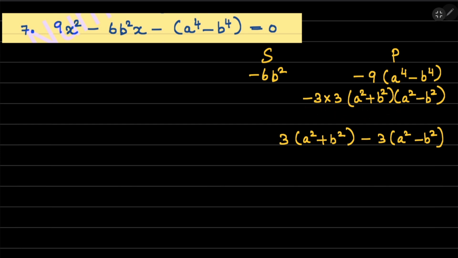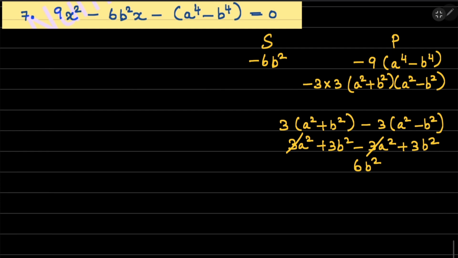I'm just going to add them. So when I add them, 3a square plus 3b square minus 3a square, minus into minus plus 3b square. So 3a square gets cancelled, and what I get is 6b square. And this is wrong because I need the sum as minus 6b square. So this is not correct. Let me see the other possibility. What is the other possibility here?